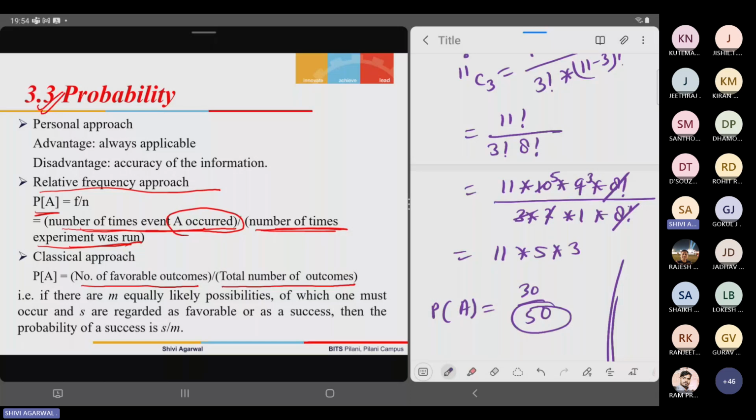And at that time we are not performing the experiment; we use the total number of possible outcomes and the number of favorable outcomes. In this one, if there are m equally likely possibilities, it is very important that they are equally likely. We can apply the classical approach only when they are equally likely.